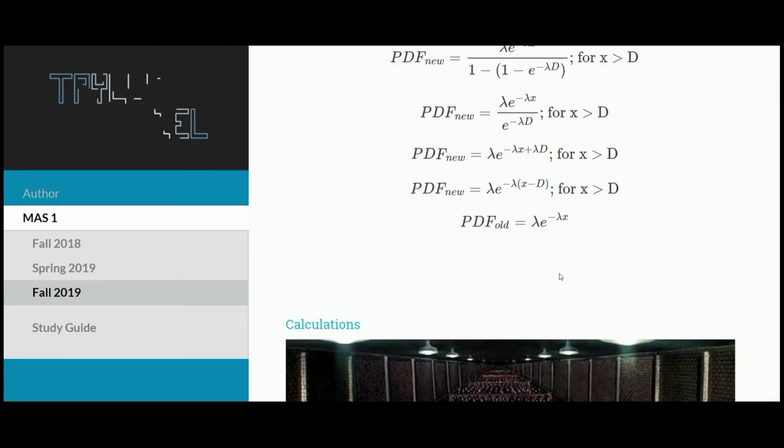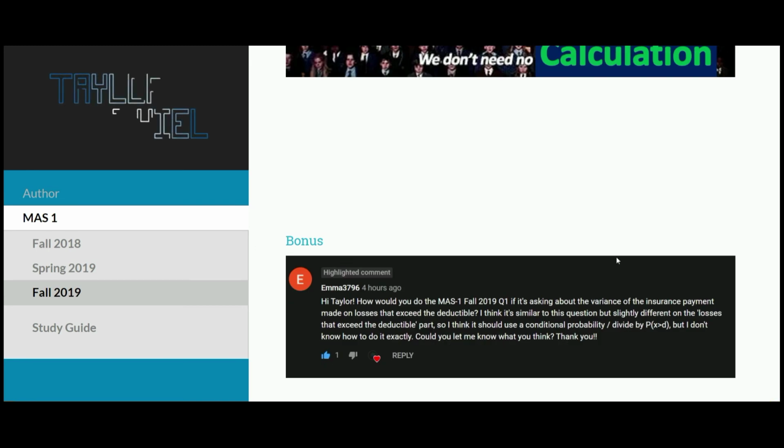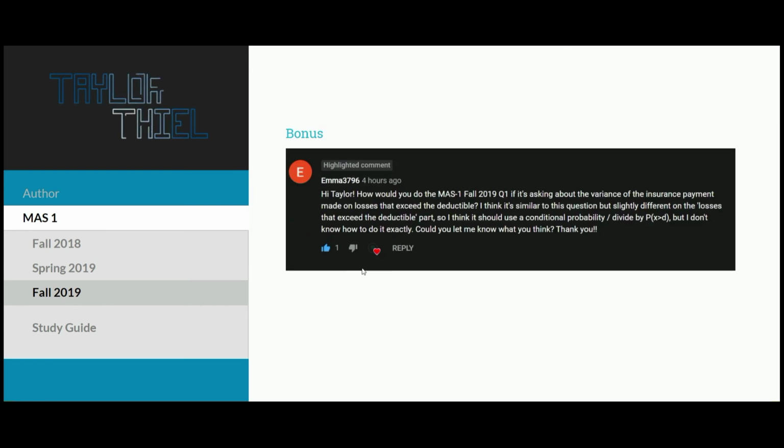As a bit of a bonus topic, I got this question from Emma, so thank you for commenting, Emma. She was asking, what if instead of the mean, they cared about the variance? And Emma, you were correct.